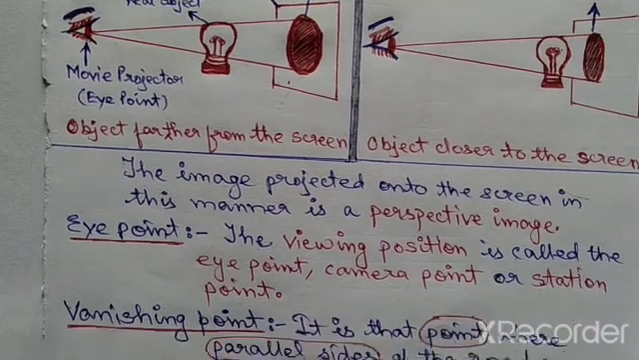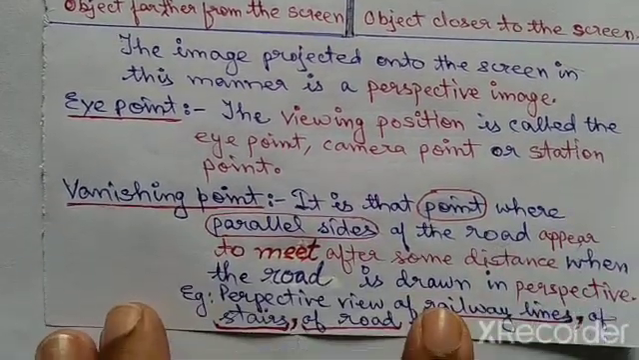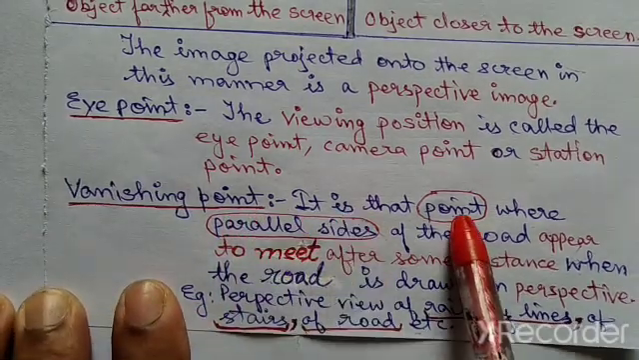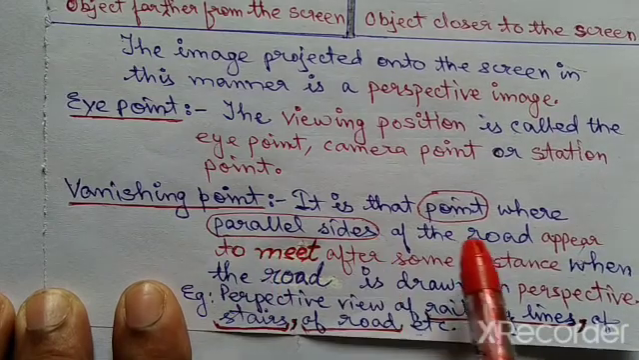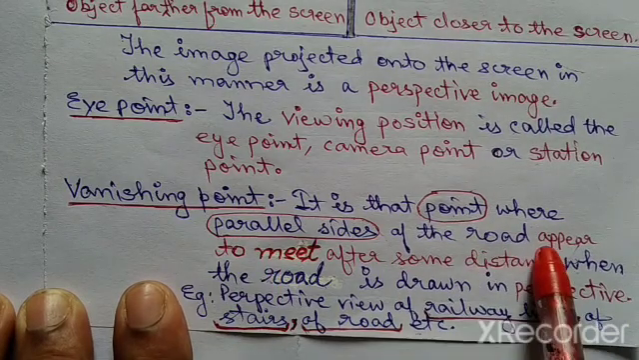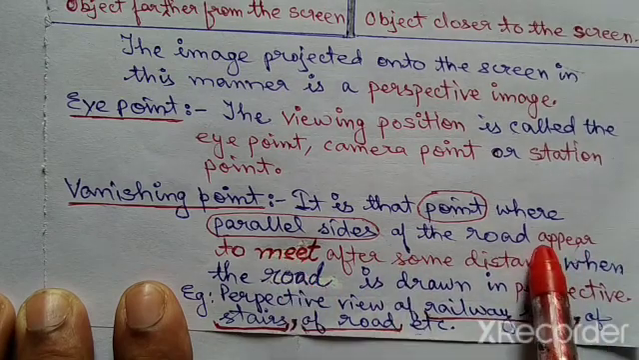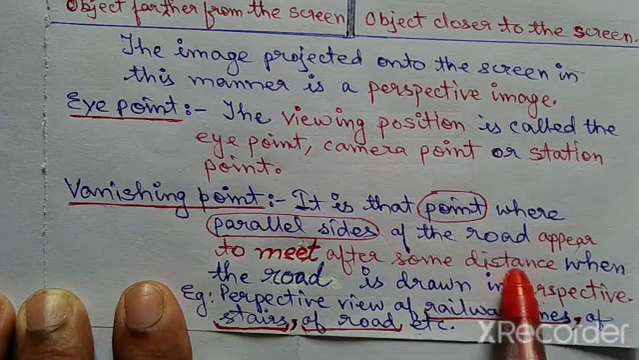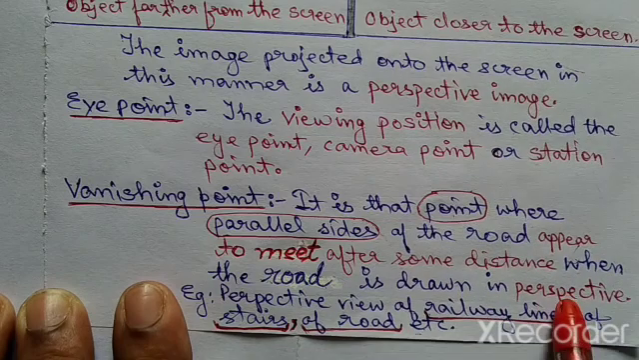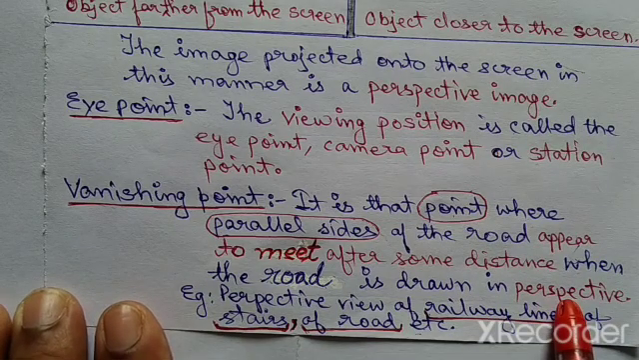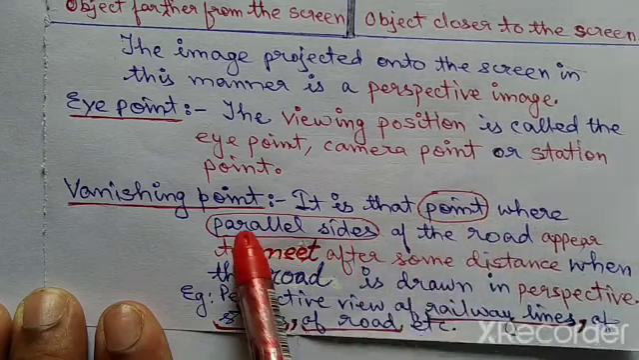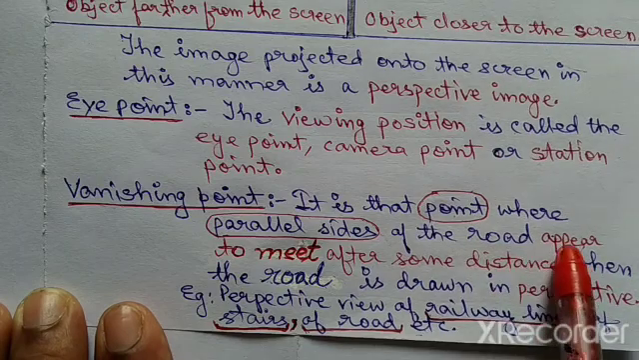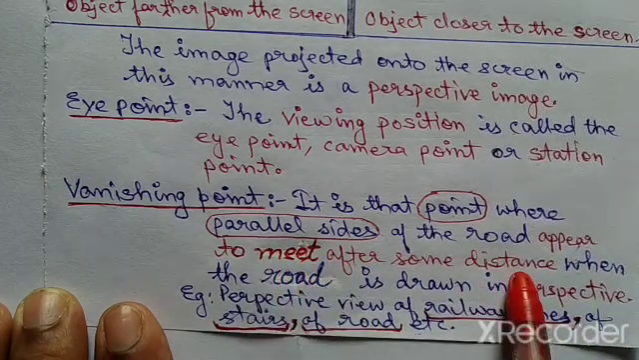Okay children. Next one is vanishing point. It's a very important definition. Try to understand, children. Vanishing point is that point where parallel sides of the road or any object appear to meet. See the word appear, or seems to meet after some distance, when the road is drawn in perspective. It is that point where the parallel sides of the road, or any object, appear to meet after some distance.